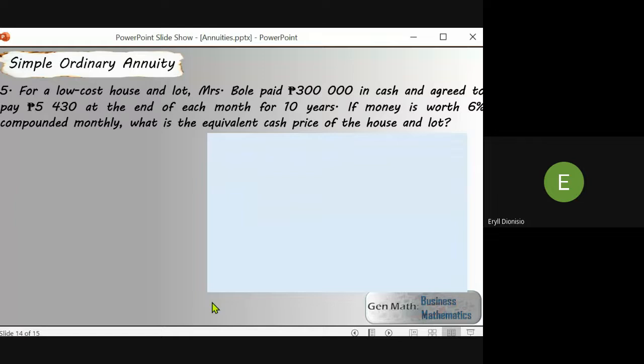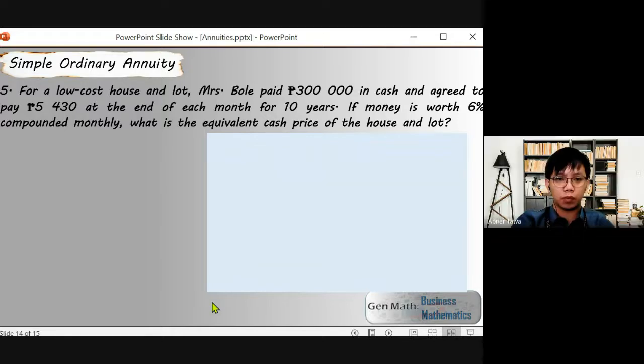For a low-cost house and lot, Mrs. Bowles paid 300,000 in cash and agreed to pay 5,430 pesos at the end of each month for 10 years. If money is worth 6% compounded monthly, what is the equivalent cash price of the house and lot? Okay, so we have here Mrs. Bowles.